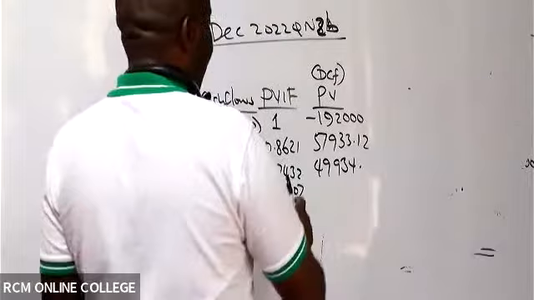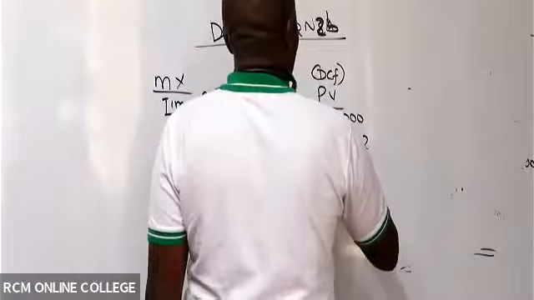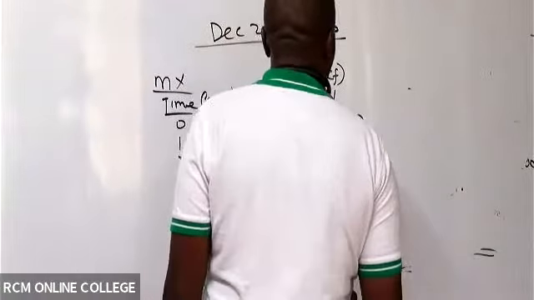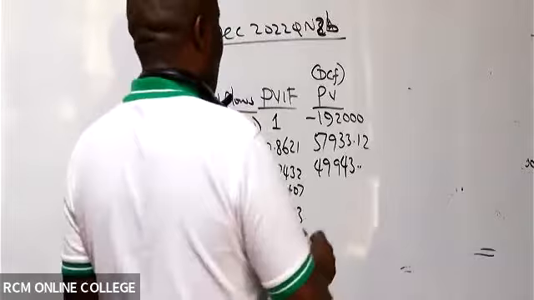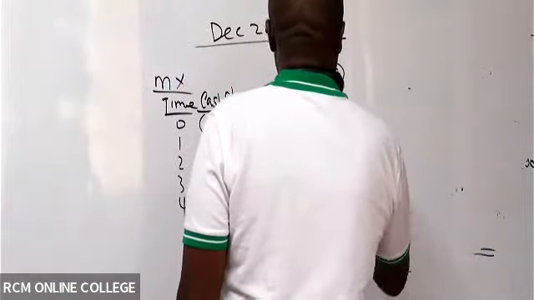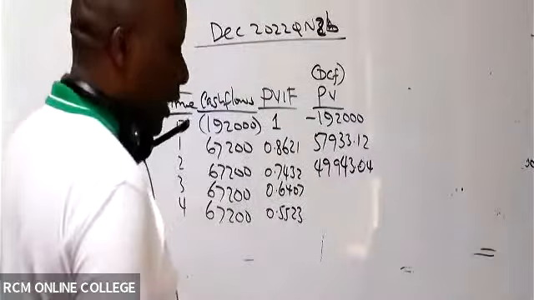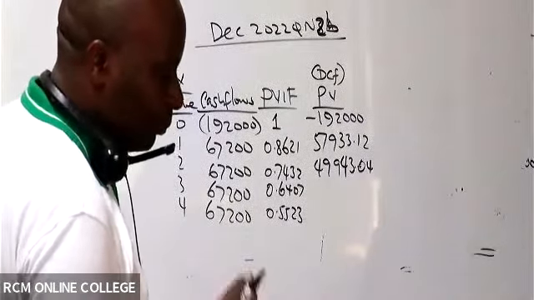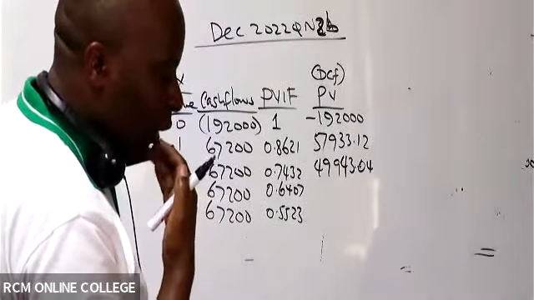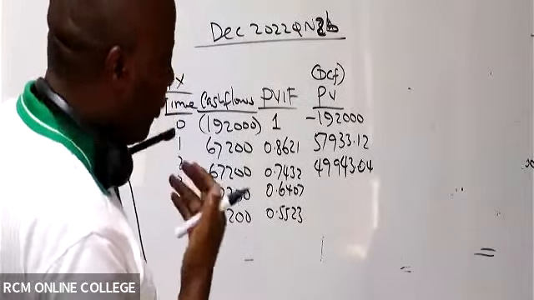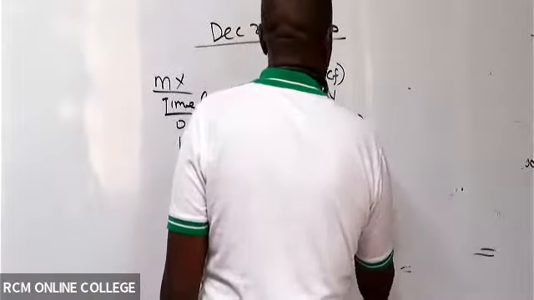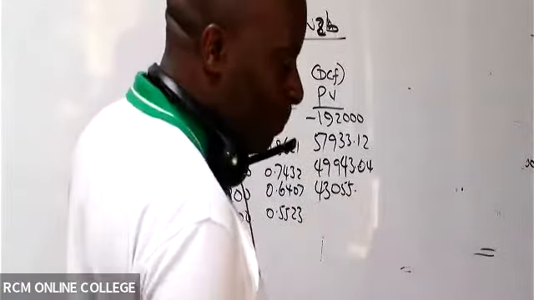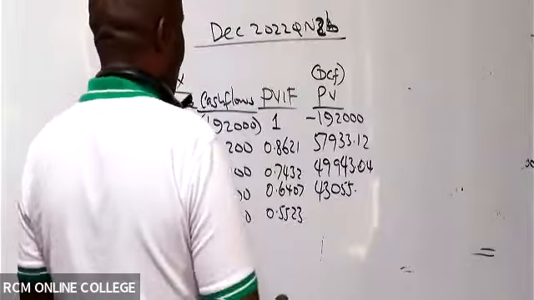Actually it is 49,934.943, sorry, 0.04. Thank you so much. And then we have 67,200 times the next one, which gives 43,055.04.